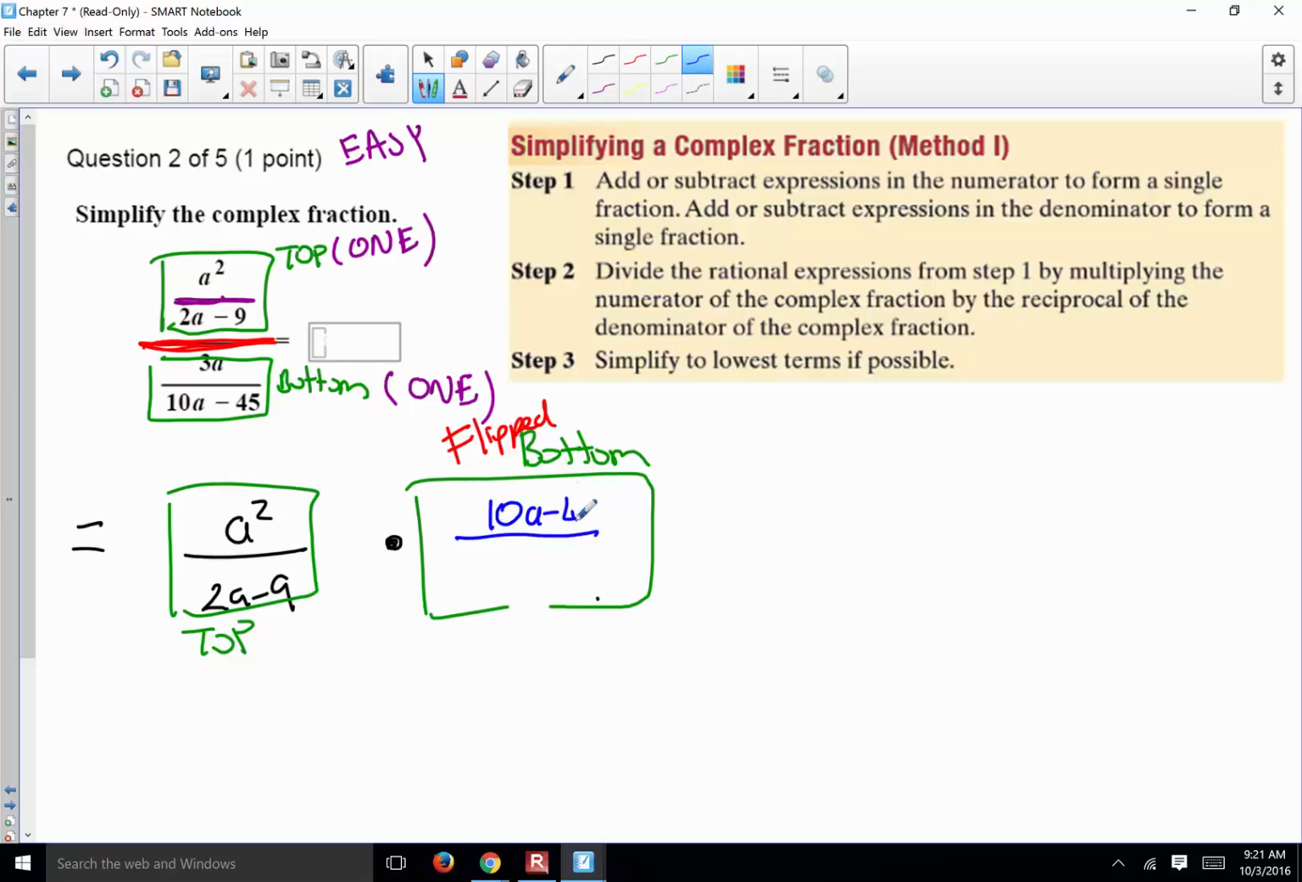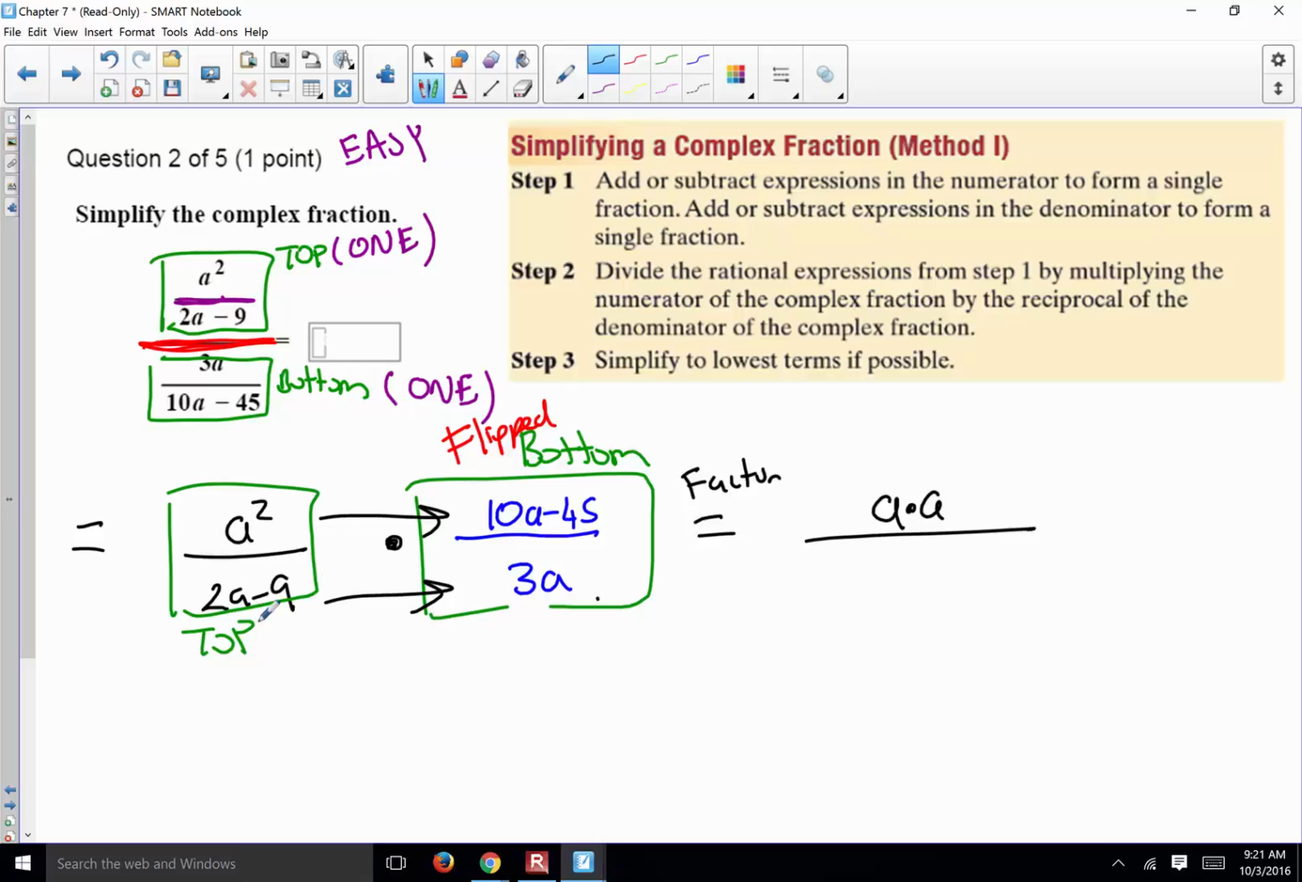10a minus 45 goes top. 3a goes bottom. Okay? Alright, next, shall we multiply across? No. In a multiplication question, the first step is always factor. So we need to break a square, not necessarily, but if you insist, you can break it as double a. You don't have to.